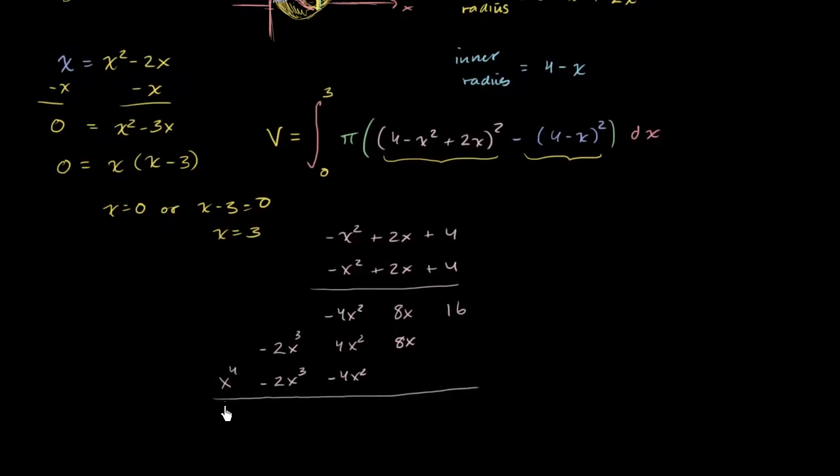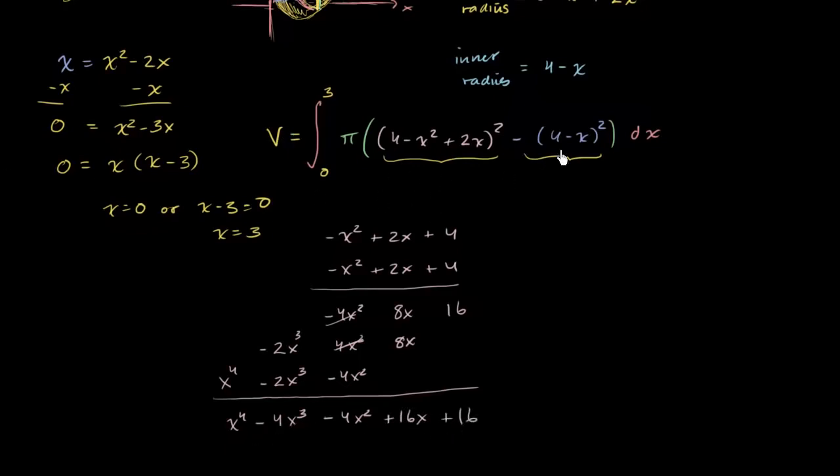And we get x to the fourth. Add these two, minus 4x to the third. And then this cancels with this, but we still have that. So minus 4x squared. You add these two right over here, you get plus 16x, and then you have plus 16. So that's this expanded out.